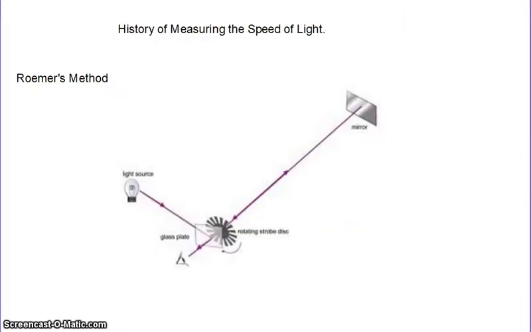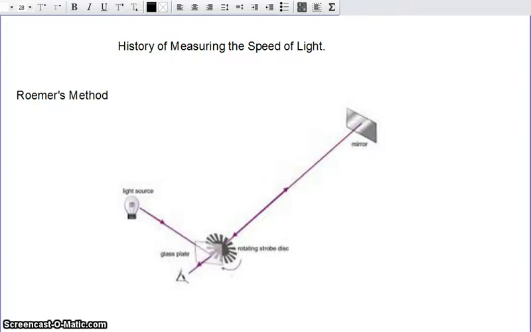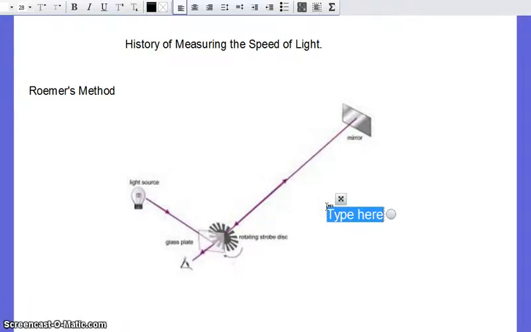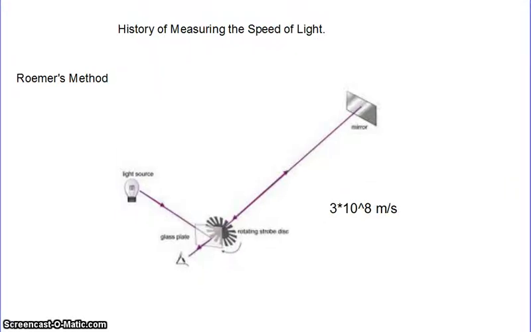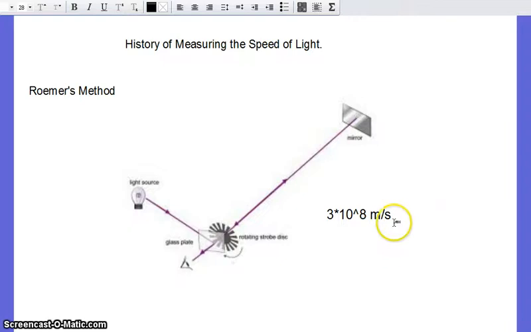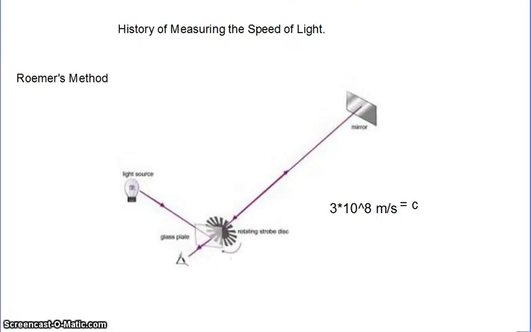Light is a wave and it travels at a certain speed. The speed of light is equal to 3 times 10 to the 8th meters per second. Okay, so light does travel at a finite speed. This speed is called c in physics. So a lot of times we say that this equals c. So like in Einstein's famous equation, E equals mc squared, the c is the speed of light.